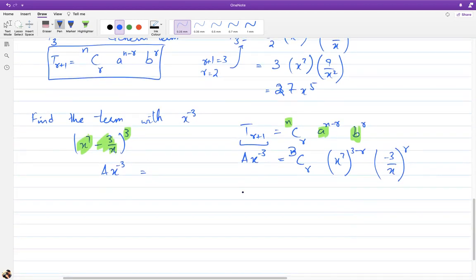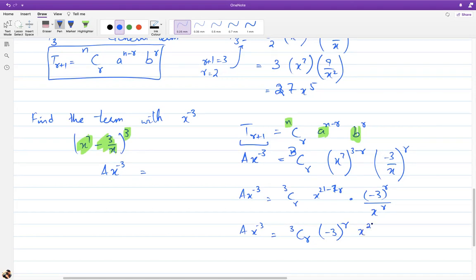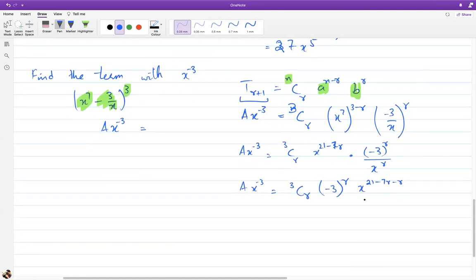Now we use algebra. We are just comparing things, okay? So this becomes 3Cr remains as it is. This becomes x to the power 21 minus 7r, times minus 3 to the power r over x to the power r. Okay, we're just expanding it. We're trying our luck here. So I'm going to combine all the numbers and I'm going to combine all the variables. So this is 21 minus 7r minus r, right? Because x to the power r is dividing. So that will give me 3Cr, minus 3 to the power r, x to the power 21 minus 8r.